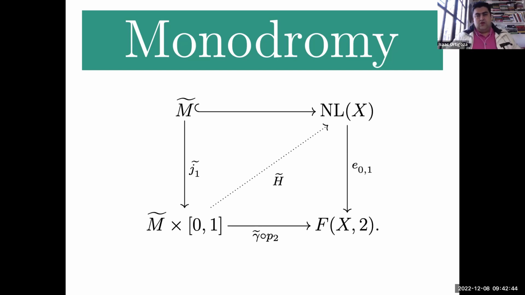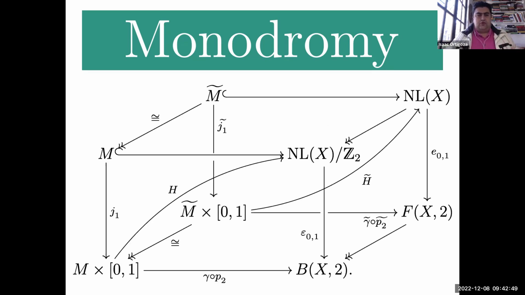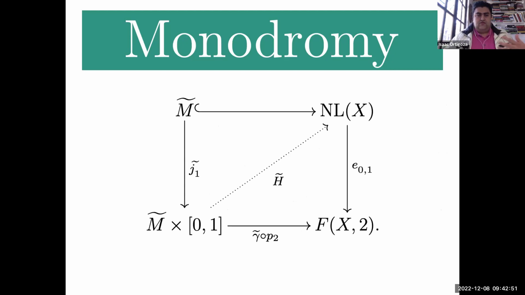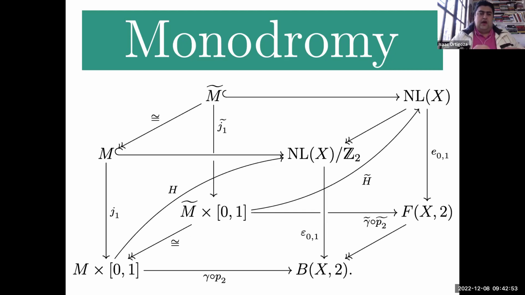Well, I use these formulas and I see that I can project them to the quotient, and I get a square where all the front triangles of the squares commute.